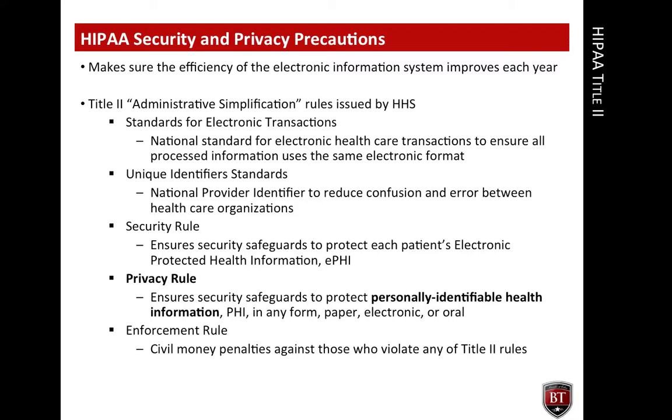The privacy rule ensures that physical, technical, and personal safeguards are in place to protect any and all personally identifiable health information, or PHI, in any form. That is paper, electronic, or oral forms. PHI is everything concerning medical information on an individual, including personal and family medical history and status, current conditions, as well as genetic information. Finally, the enforcement rule provides liabilities to violators of HIPAA and includes civil money penalties.